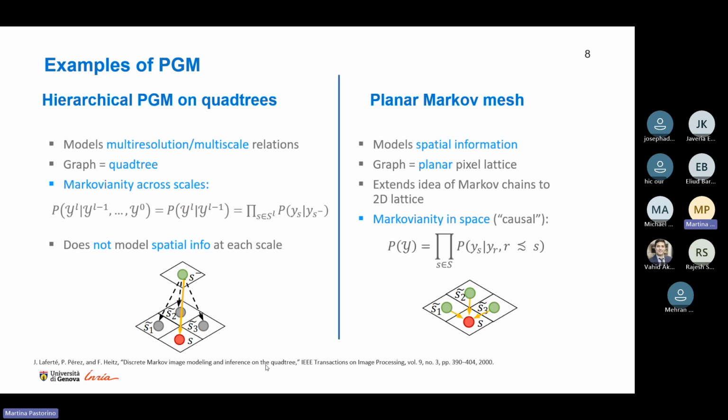But this kind of model does not allow for the introduction of spatial information. It doesn't model spatial information at each scale, only multi-scale information. And then on the right, we have a planar Markov mesh. In this case, our graph is our planar pixel lattice, so our image lattice, and the model accounts for spatial information. We have Markovianity in space with a causal model, and it's basically an extension of Markov chains to two-dimensional lattices.